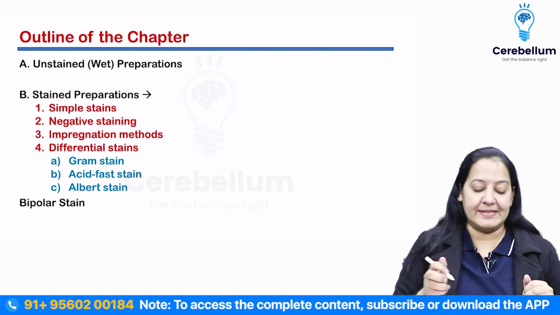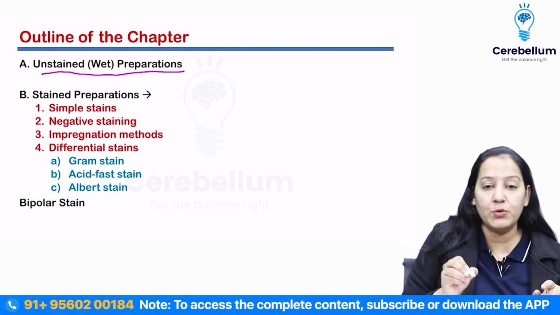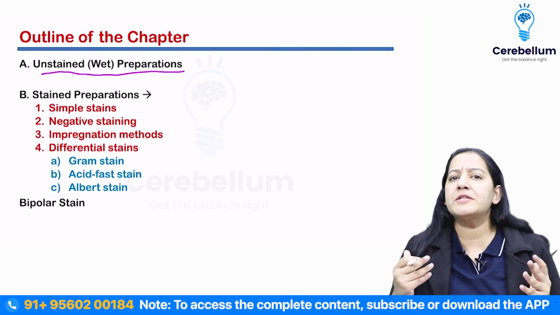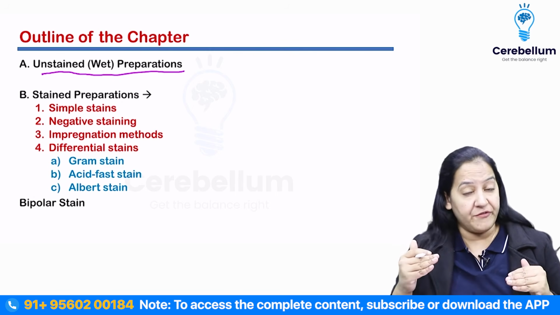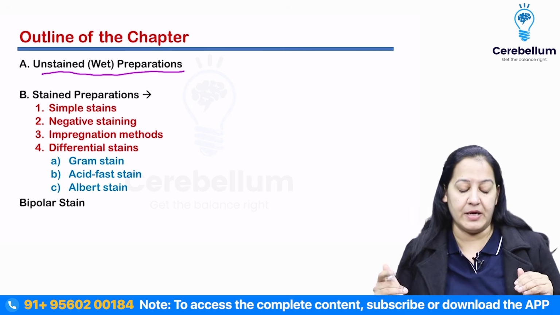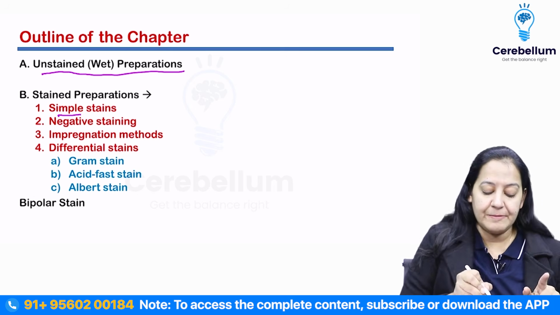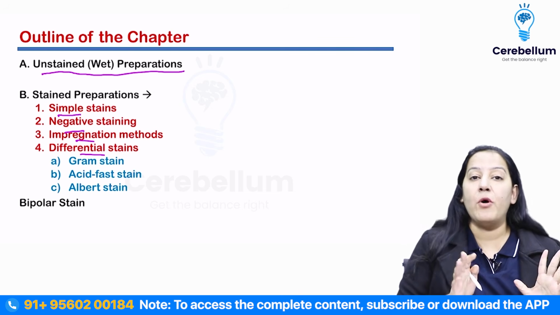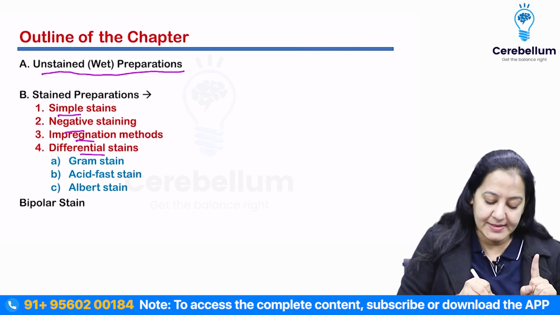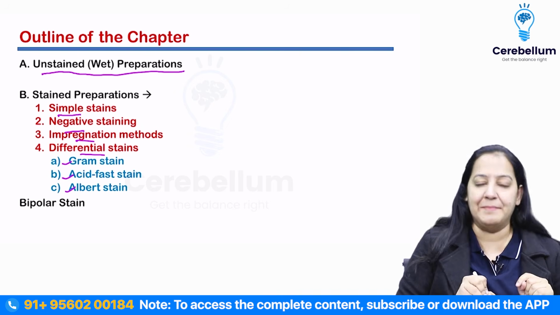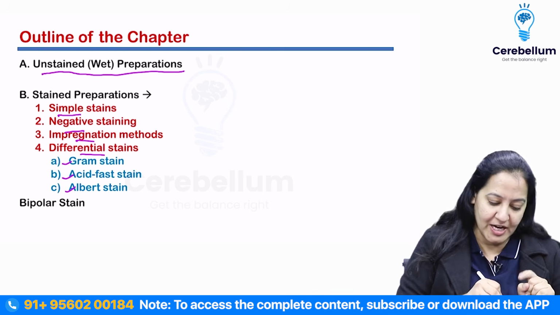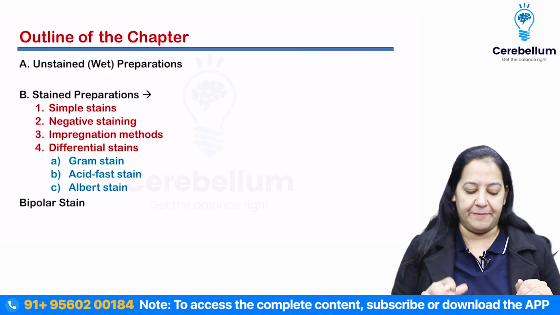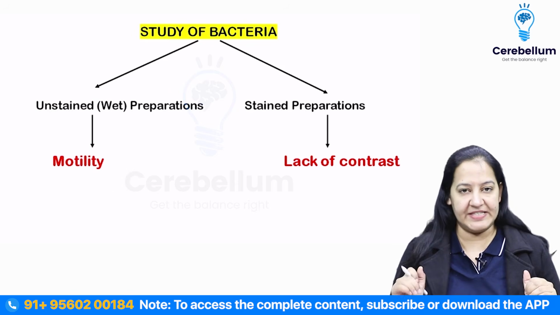So, here I will discuss first unstained preparation, also known as wet preparation. First, I will discuss their importance, and then I will discuss what is the requirement of staining in microbiology and what are the different types of stains available in microbiology. So, I will be discussing simple stains, negative stain, impregnation staining or methods, and the most important differential stains, that is gram stain, acid-fast stain, Albert stain. In the end, we will see a special type of staining technique, that is bipolar stain. So, in this order, we will discuss all types of stain. Let's start the various types of staining techniques.